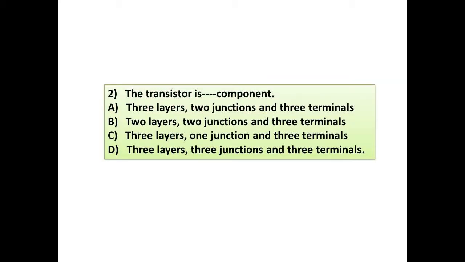Question number 2. The transistor is dash component. Answers: A. 3 layers, 2 junctions and 3 terminals. B. 2 layers, 2 junctions and 3 terminals. C. 3 layers, 1 junction and 3 terminals. D. 3 layers, 3 junctions and 3 terminals.